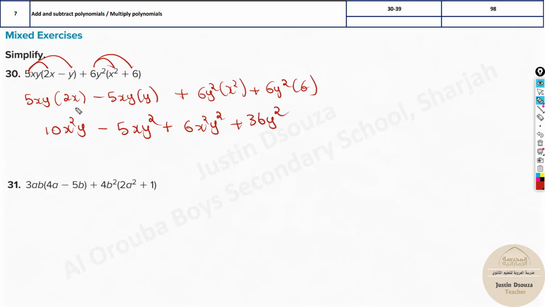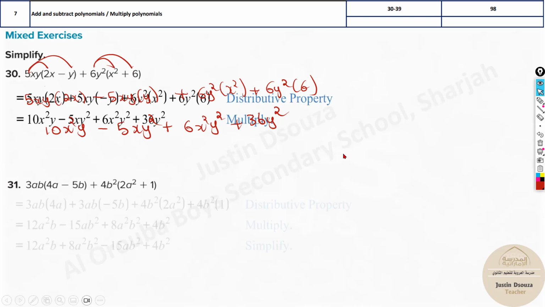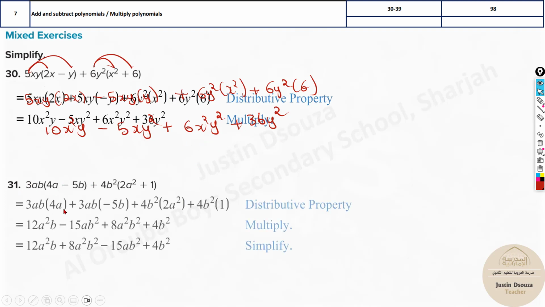That's it. Now let's see whether there are any same variables over here. No, all are different variables. So this cannot be simplified further. Let's just check the answer. It should be, yeah, that's it. 10x squared y minus 5xy squared, whatever we got, the same answer. In the same way, please do it over here. You can see the steps, very easy.